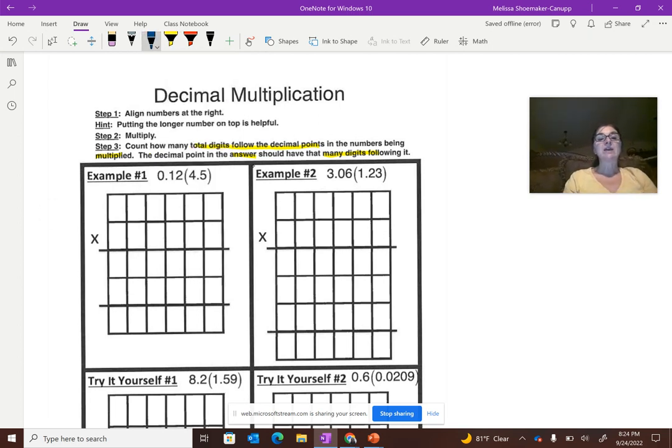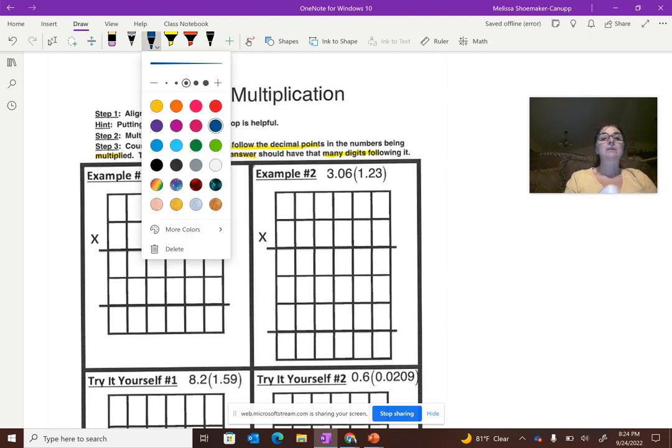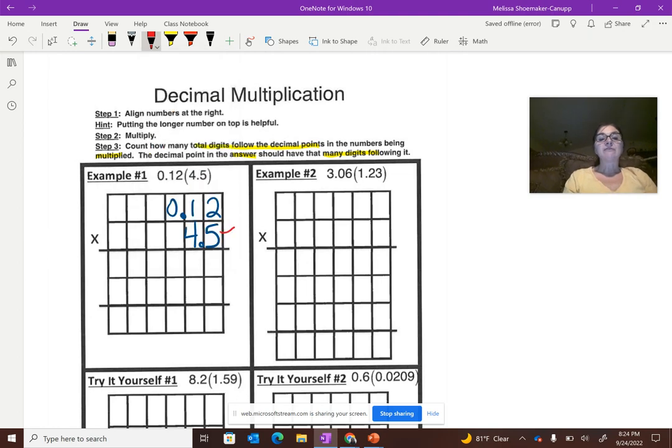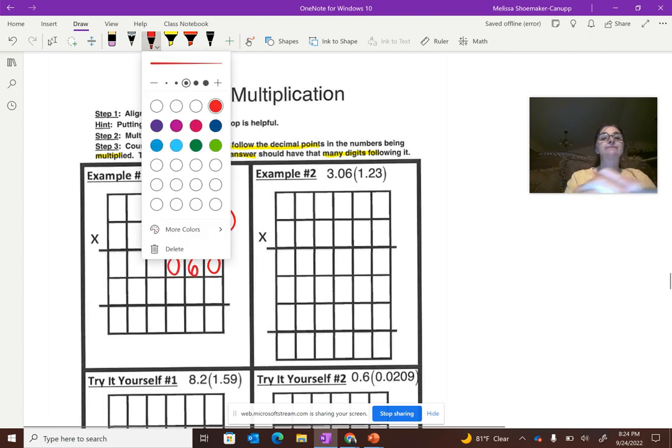Okay, so I have 0.12 times 4.5. Remember, parentheses means multiplication. Okay, so I'm going to do 0.12 and 4.5. 5 times 2 is 10. 5 times 1 is 5, plus the 1 is 6. 5 times 0 is 0.